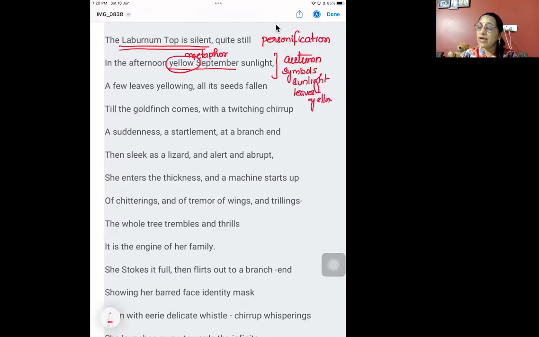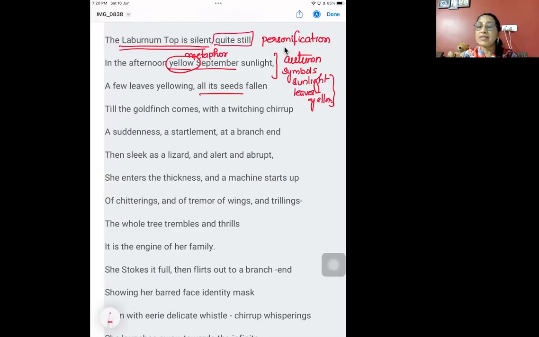So this yellow is a symbol. A few leaves yellowing, meaning its leaves are slowly turning yellow. All its seeds fallen. Normally the seeds of the laburnum top are toxic. Till when? And it is quite completely empty at that time, it is quite still.